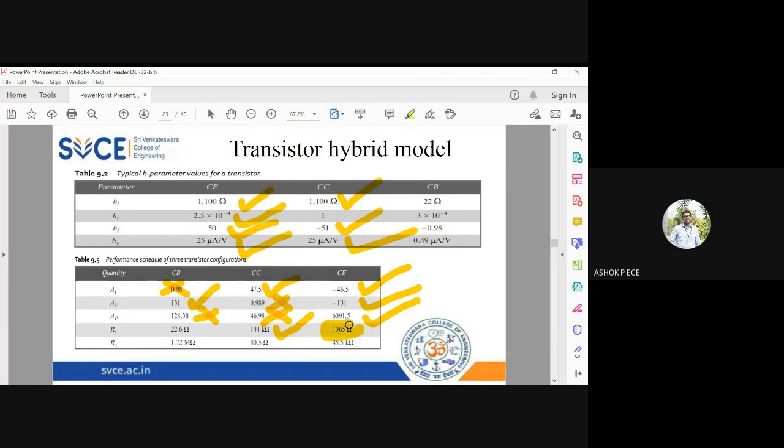It is decent, almost 1K, right? And it also has a decent amount of power gain. Even though the input impedance is not very high, it is reasonably okay for me. And last, output resistance.